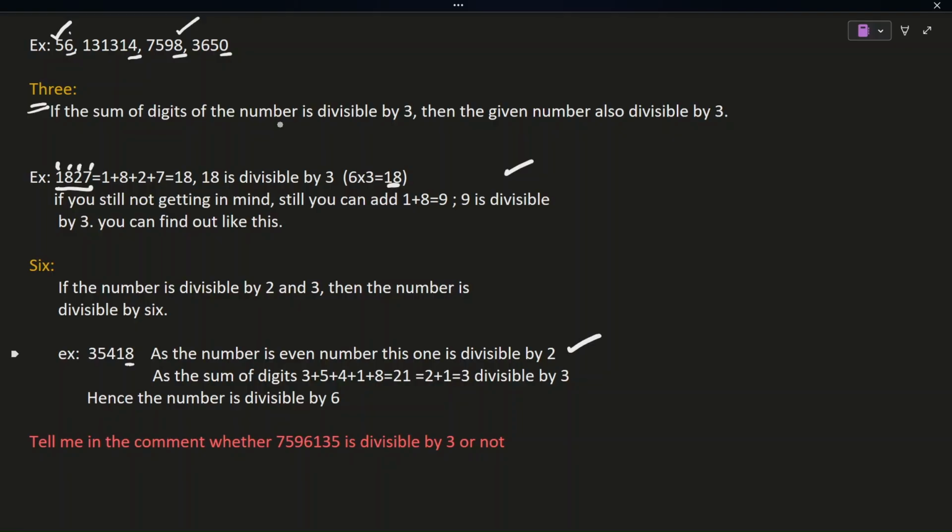And if we want to find out whether the number is divisible by 3, we have to add the sum of digits. So 3 plus 5 plus 4 plus 1 plus 8 is equal to 21. 21, also 2 plus 1 is equal to 3, is divisible by 3. So this is satisfying both the divisibility rule for 2 and the divisibility rule for 3. Since it is satisfying both, it is obviously divisible by 6 also. Hence the number is divisible by 6.